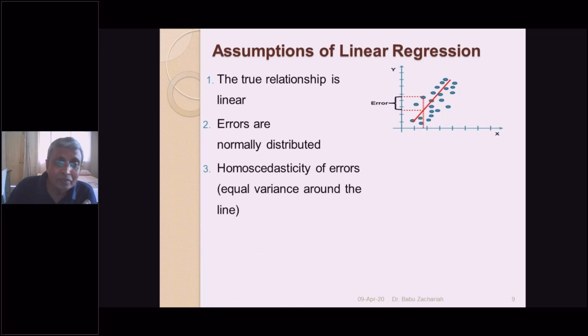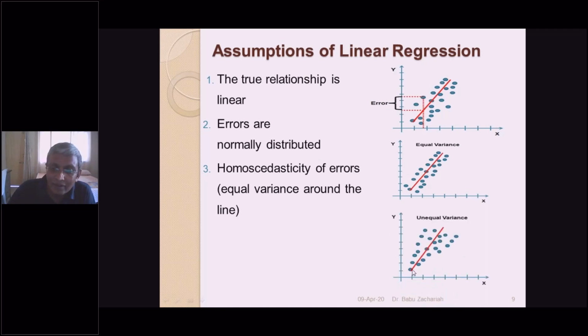And the third assumption is homoscedasticity of errors. What is this? In simple words, it means equal variance around the line. So here, equal variance means, see, this is the line, the variance is more or less the same spread. Look at the other picture. See, here variance is less from the line. When you come to this end, variance is much more. So if this is the case, we cannot apply that technique. If this is the case, we can apply this technique.